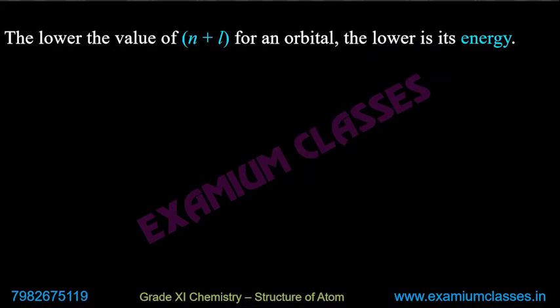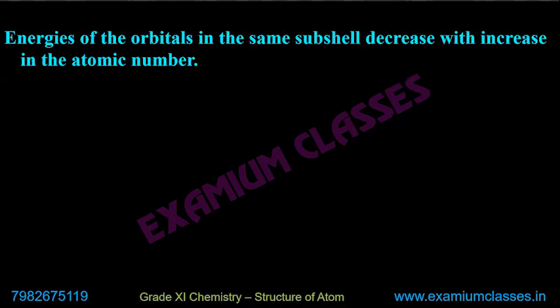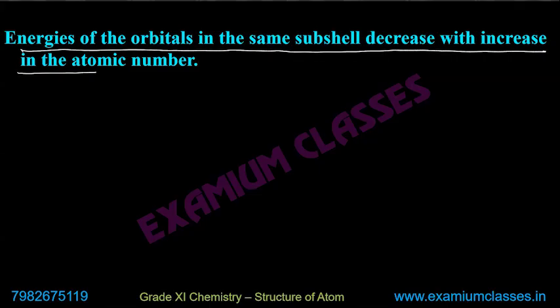Then we talked about how the lower the value of n plus l, the lower will be the energy. If two orbitals have the same value of n plus l, then the lower value of n will have lower energy, and the higher value of n will have higher energy, so n will decide the energy in that case. Energies of the orbitals in the same subshell decrease with increase in the atomic number. Now this is very important, because sometimes you are asked to arrange the energies in increasing or decreasing order, and there you get confused.